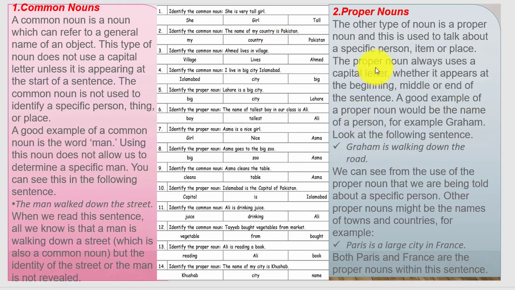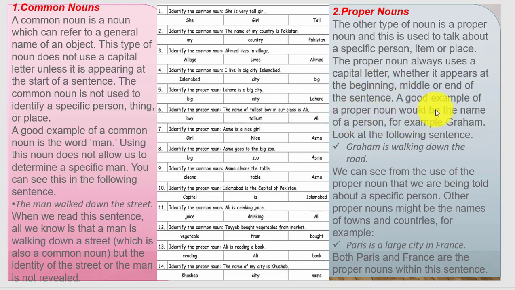Compare it to a proper noun over here. A proper noun is used for a specific person, for a specific place or specific thing. The other type of noun is a proper noun, and this is used to talk about a specific person, item or place. Note this sentence that the proper noun always uses a capital letter. Proper nouns are always written in the capital letter, whether it appears at the beginning, middle or end of the sentence. It doesn't matter where it is. It may be at the beginning, the middle or toward the end of a sentence, but a proper noun always starts with a capital letter.